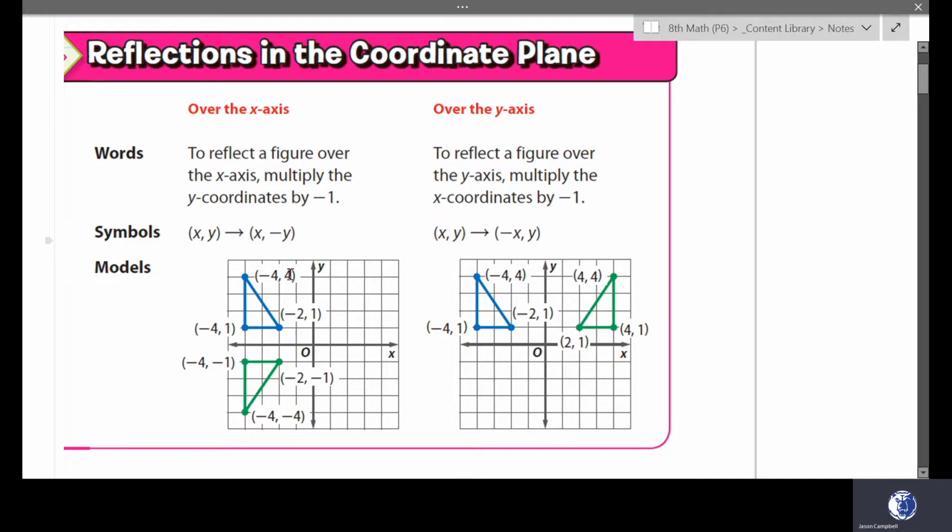So your +4 y-coordinate becomes a -4 y-coordinate. Same thing with your +1 y-coordinate becomes -1. You're just flipping your y-coordinate to put the image on the other side of the x-axis. Same thing with the y-axis, except if you're flipping over the y-axis, you want to multiply the x-coordinates by -1.